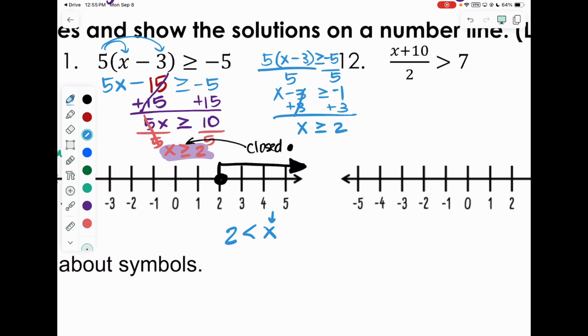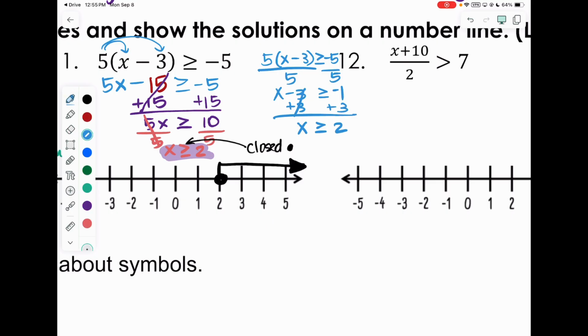So you need to make sure you're reading it correctly. You always read from x first. X is greater than 2. You have to read it that way. When you read it out loud, you know which side to shade. So try to train your brain to read the inequality out loud, okay?